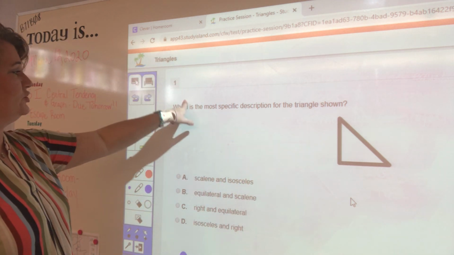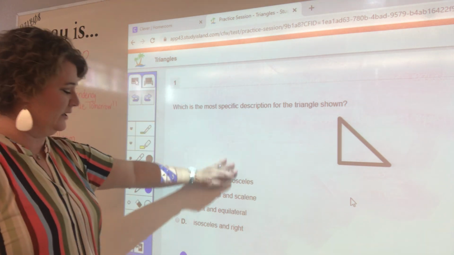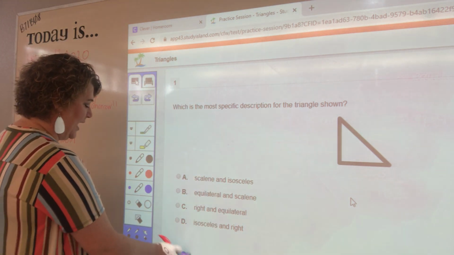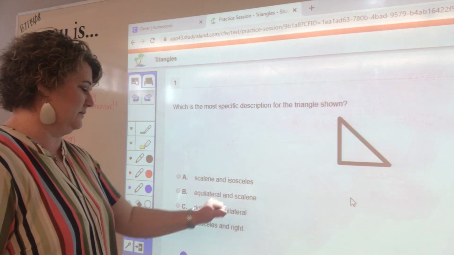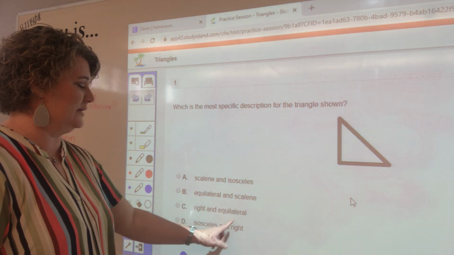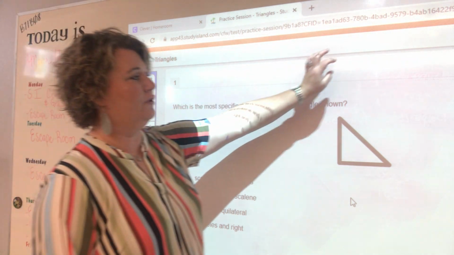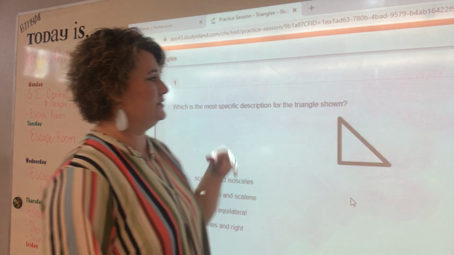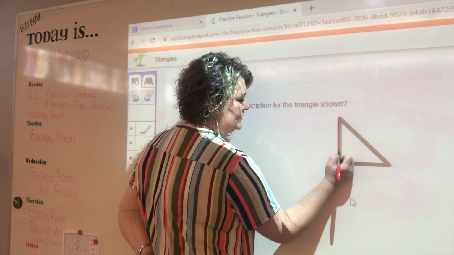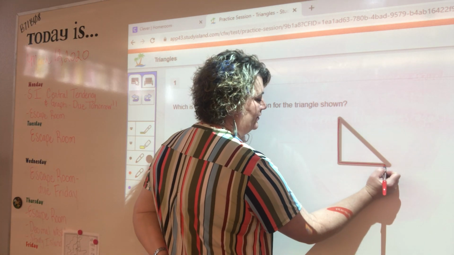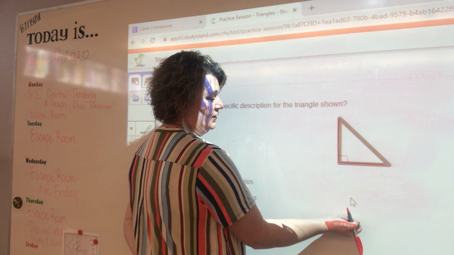So number 1, under triangles, which is the most specific description for the triangle shown. Well, the first thing I'm going to do is look at my choices. And see in your choices, you've got something and something, something and something, something and something, something and something. That means they're wanting a description of the angle, and they're wanting a description of the sides. So right off the bat, I hope that you can see that perfect L right there. And it actually is going to the right.